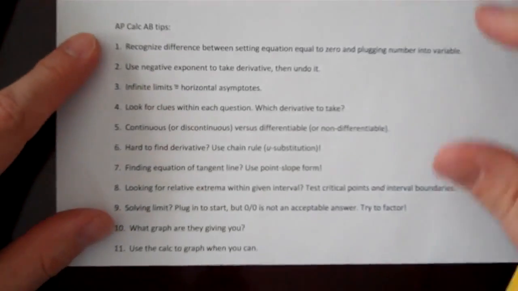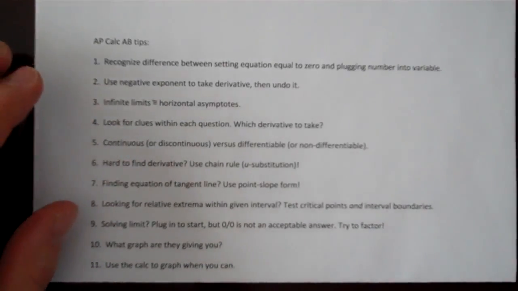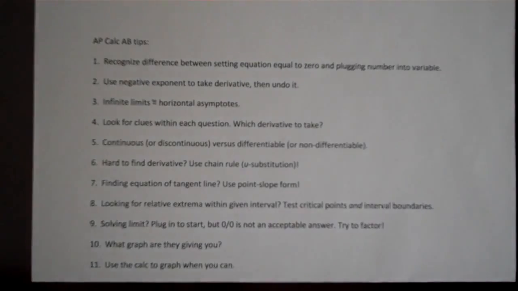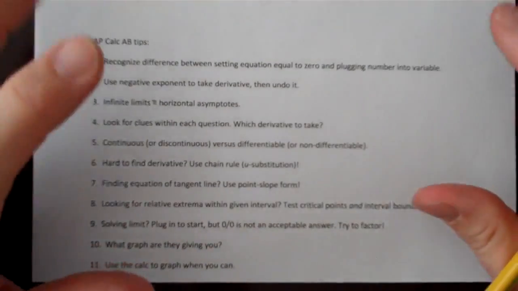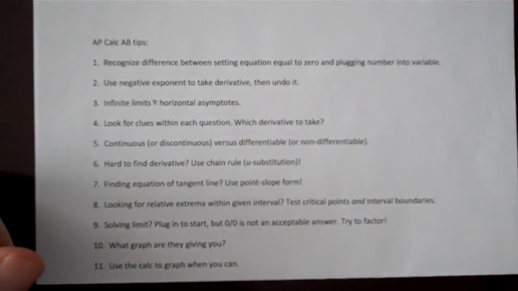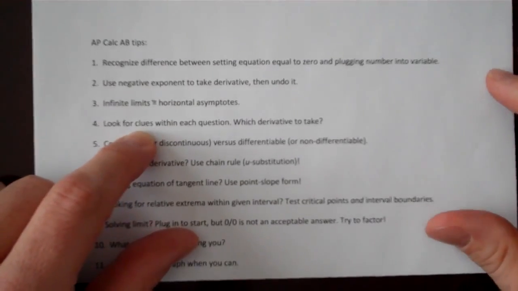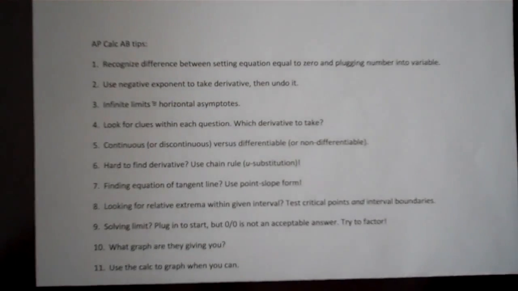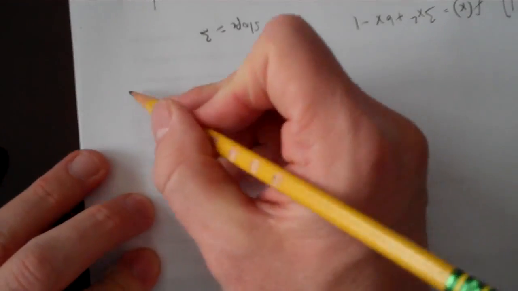Let's look at number 4. Okay? Look for clues within each question and ask yourself which derivative to take. I don't have any examples to show you right now on this. When you get the original paragraph, the information they give you at the beginning of the problem, when I'm talking clues, if they say in terms of point of inflection, you're probably going to find the second derivative of the function. If they give you f of x and they're asking for points of inflection, you're going to want to find f double prime of x, okay?